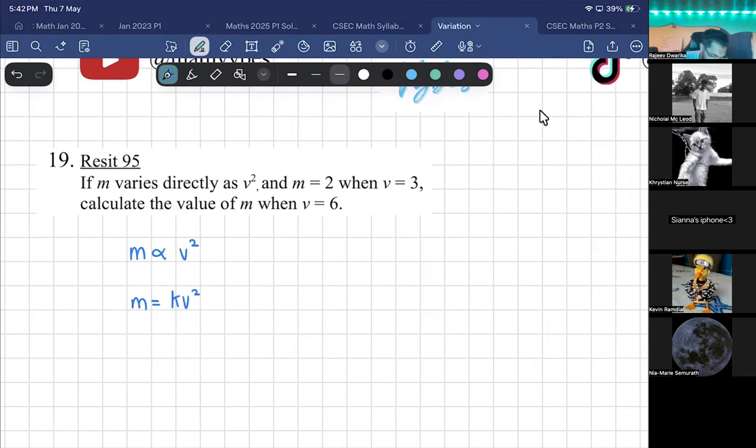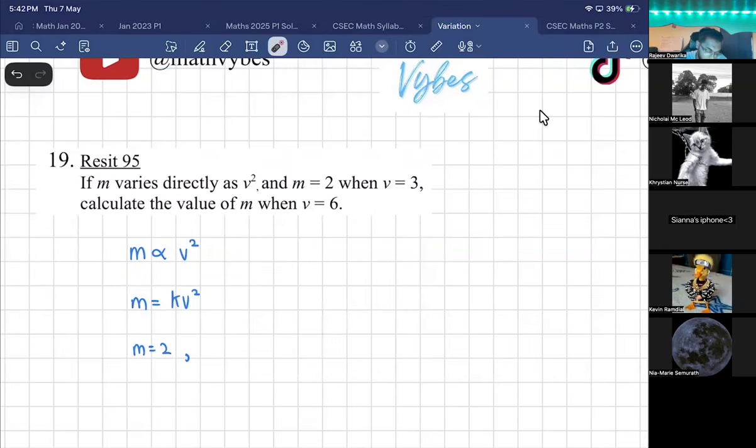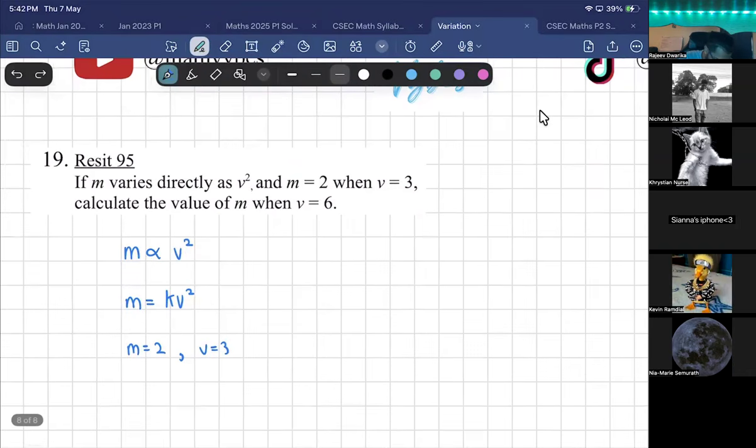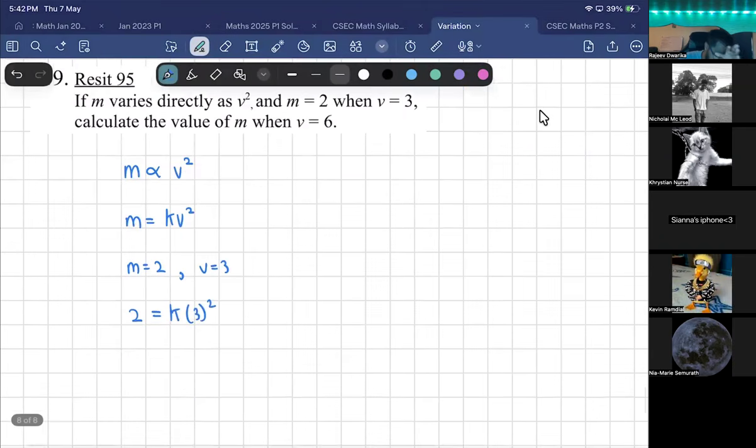M is 2. So tell them that m is 2. And when m is 2, where's b? b is 3. So m is equal to 2 when b is equal to 3. So I'm going to plug that information into this and solve for what? Okay. Perfect. What is 3 squared? 9. So we have 2 is equal to k times 9.